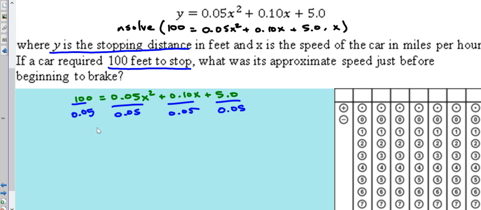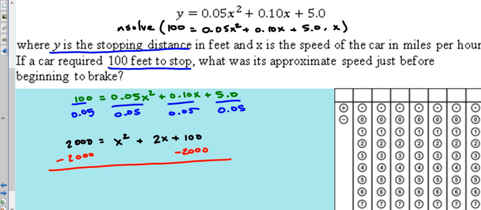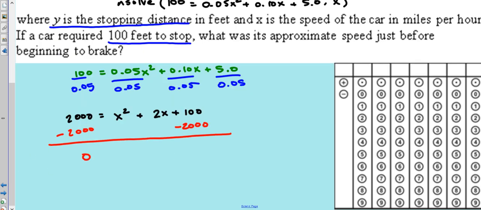So we have 2,000 over here equals x squared plus 2x plus 100. And now to solve this, I would move over the 2,000 and set it equal to 0, because anytime you want to solve something with power 2 or greater, you set it equal to 0, and then we factor. So now I have x squared plus 2x minus 1900.